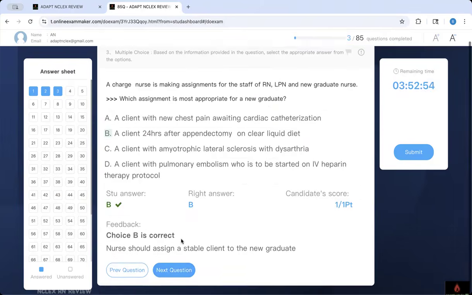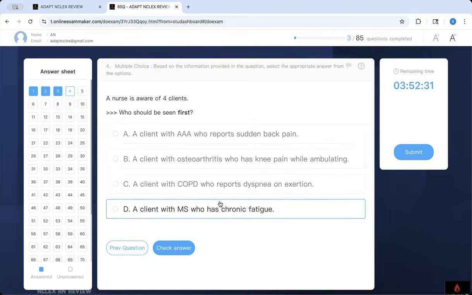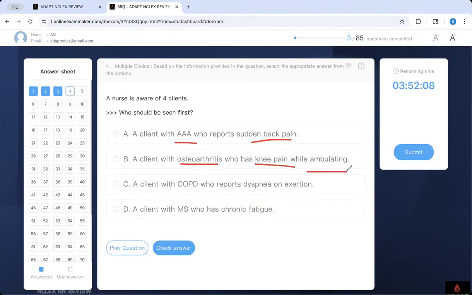So this is the right answer. And nurses are aware of 4 clients. Who should be seen first? A client with AAA, aortic abdominal aneurysm, will report what? Sudden back pain. Should I worry about that patient? If I have 4 patients, is that my concern? I'm underlining the buzzword. I have osteoarthritis. What am I doing? Knee pain and walking. Read the question like that so that it makes sense.